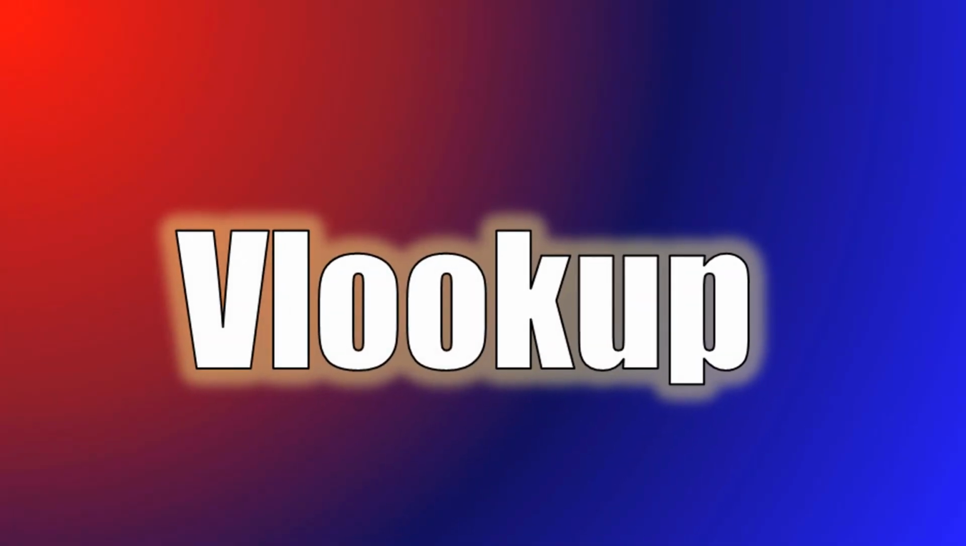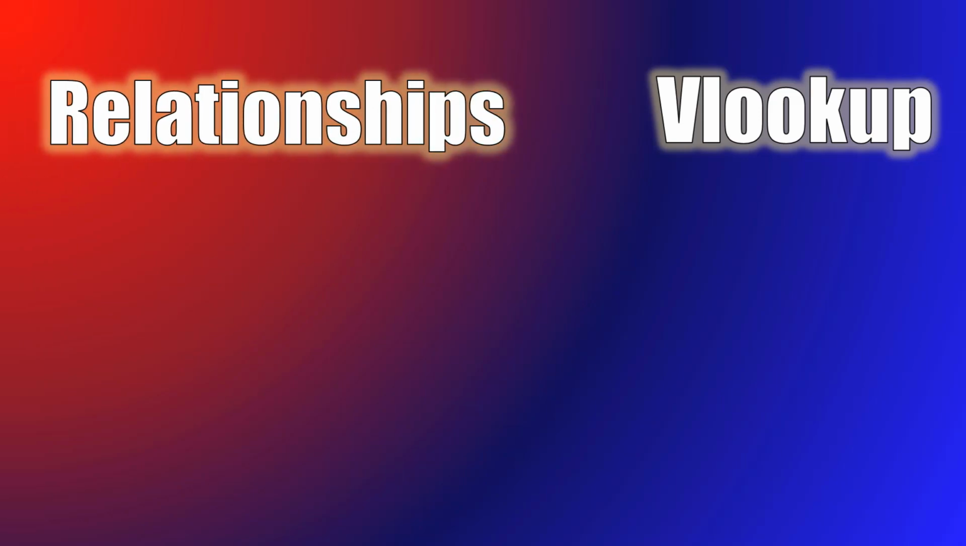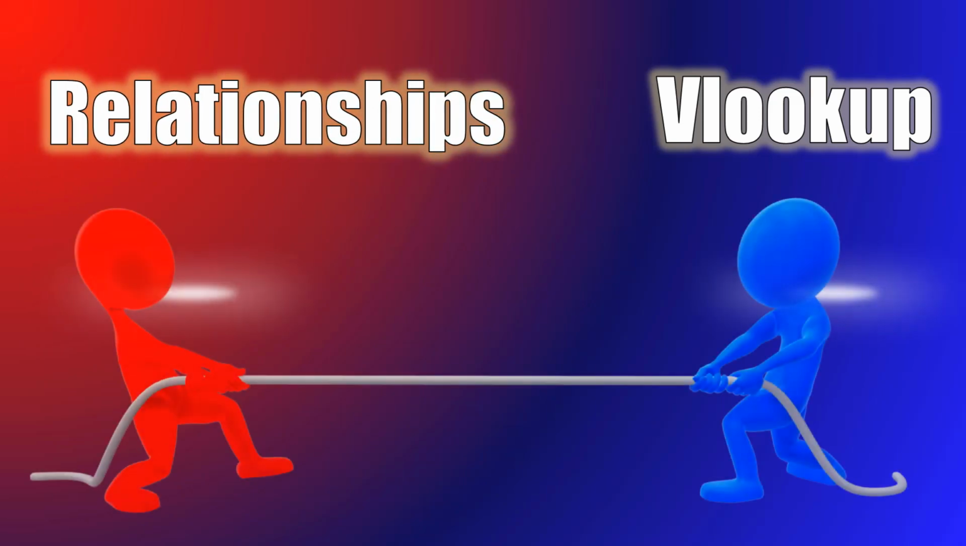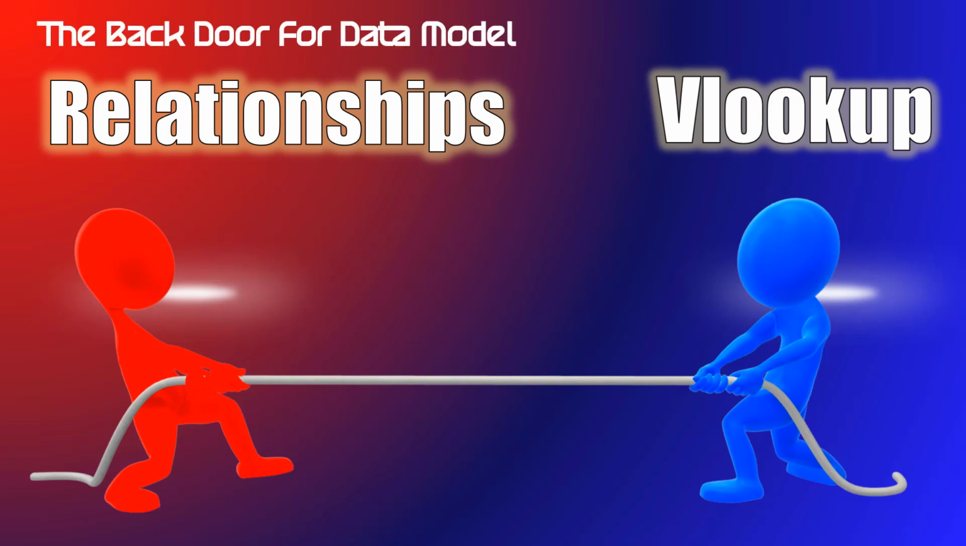VLOOKUP function has been available in Excel for over 34 years, and it is still very useful. But in some situations, simple relationships can replace hundreds of thousands of VLOOKUP functions and reduce the file size considerably. Relationships are the backdoor for accessing Power Pivot functionality and indirectly create a data model.